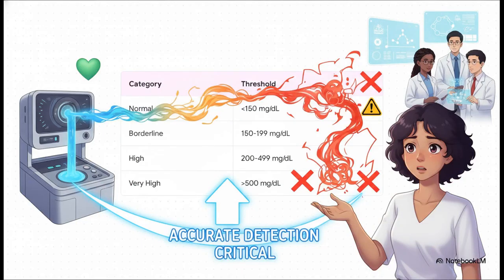To put that into perspective, the American Heart Association has very clear thresholds for this danger zone. A normal reading is anything less than 150 milligrams per deciliter. But once a patient crosses that 200 mark, boom, they're in the high category, and anything above 500 is considered very high risk. We absolutely must have diagnostic tools that can reliably detect these levels long before a patient ever reaches that dangerous 500 mark.